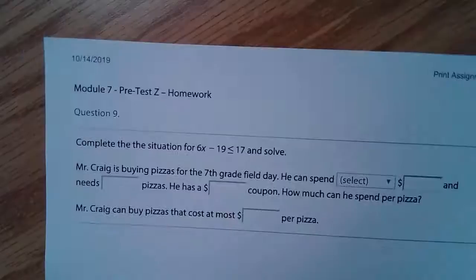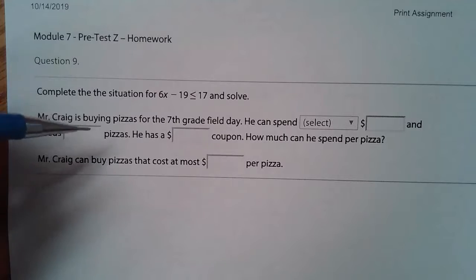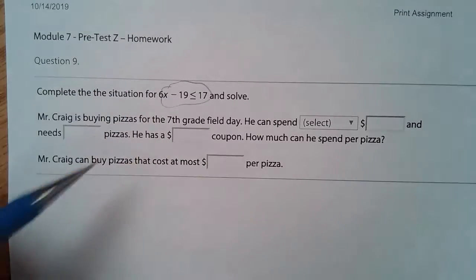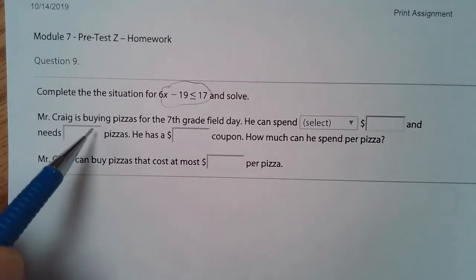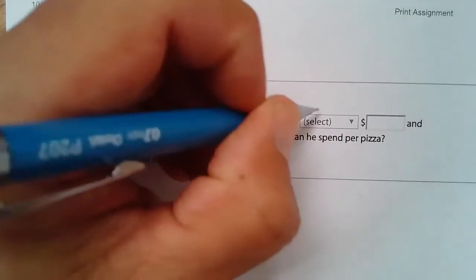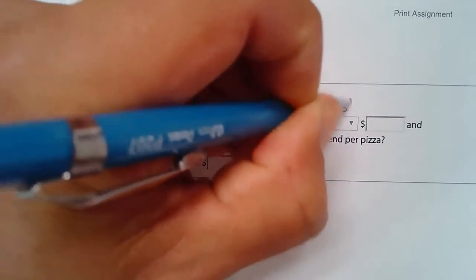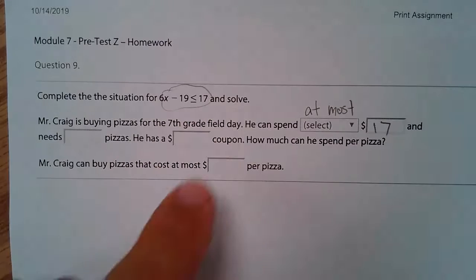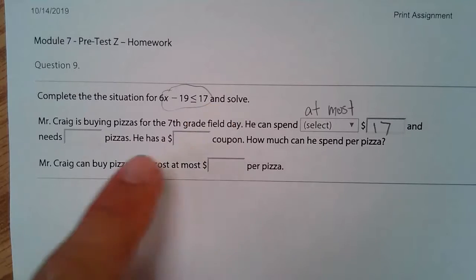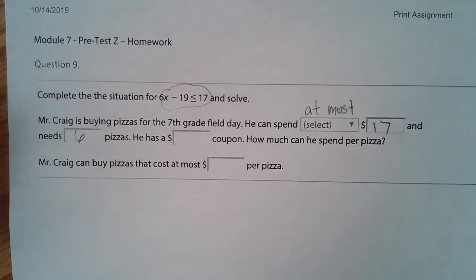Now we have number 9. We're trying to make an inequality out of this. Mr. Craig is buying pizzas for a 7th grade field trip. He can spend at most $17. That's the highest value he could spend. And he's going to need 6 pizzas.